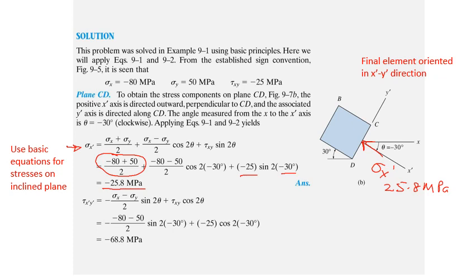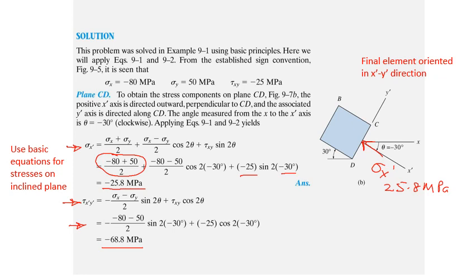Okay. And for tau x prime y prime, we use the second simplified equation here, which is equal to minus, don't forget the negative there, minus sigma x minus sigma y over 2 sine 2 theta plus tau xy cos 2 theta. It's still the second part of the equation, but slightly different because it starts with a negative. And cos becomes sine, and sine becomes cos. So we just replace all the values in this second equation. And if we calculate, we get the final answer here, which is a negative.